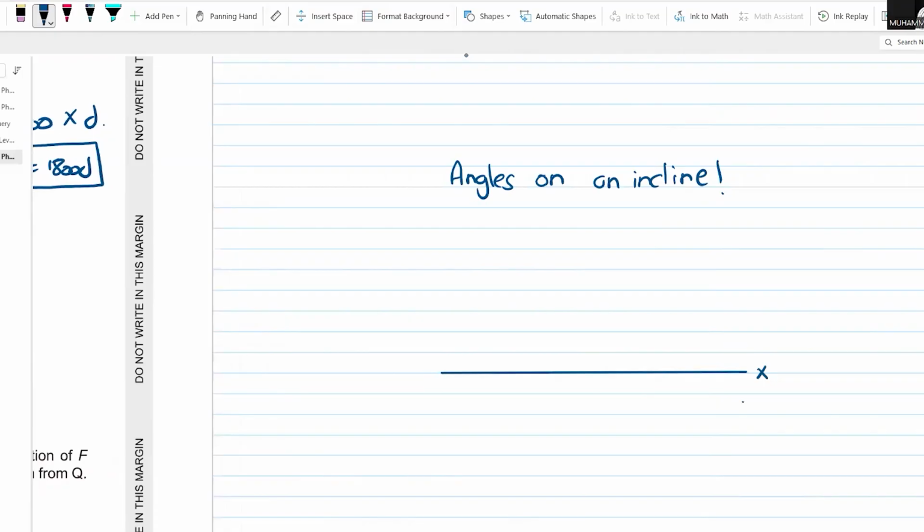Let's say this is the x-axis. Let's say this is a slope. Let's label this as x prime. The angle between x and x prime is, let's say, theta. Okay. Now let's draw. Please focus on my wording very, very carefully. Let's draw a line that is perpendicular to x prime.